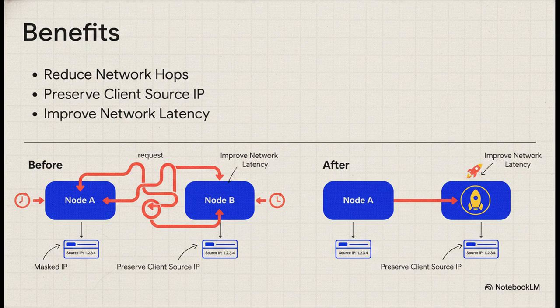So, why is this so crucial? Well, the bottom line is, this one setting makes your services faster and easier to observe. I mean, think about it. You're avoiding that extra network hop between nodes, which slashes your latency. And here's the kicker. As a bonus, it preserves the original client's source IP. And if you've ever dealt with logging or security policies, you know that's an absolute game changer.